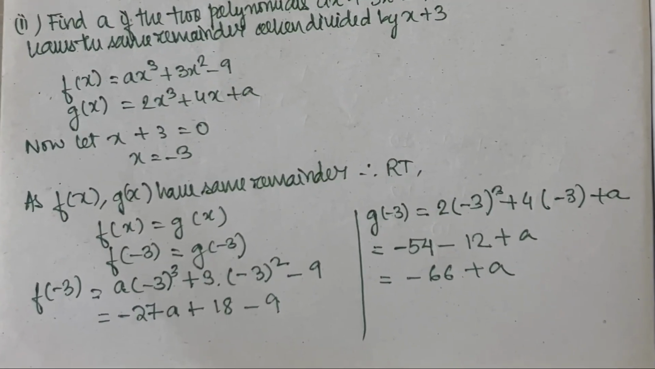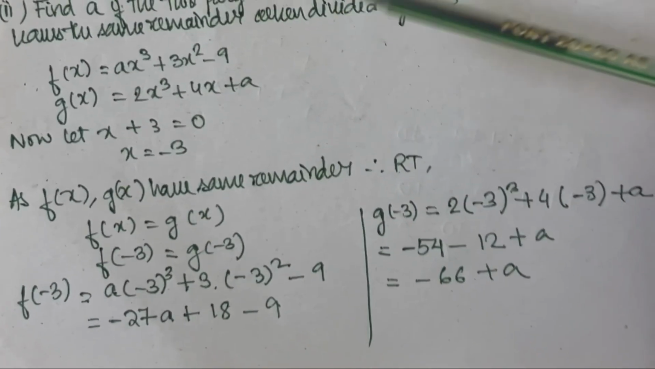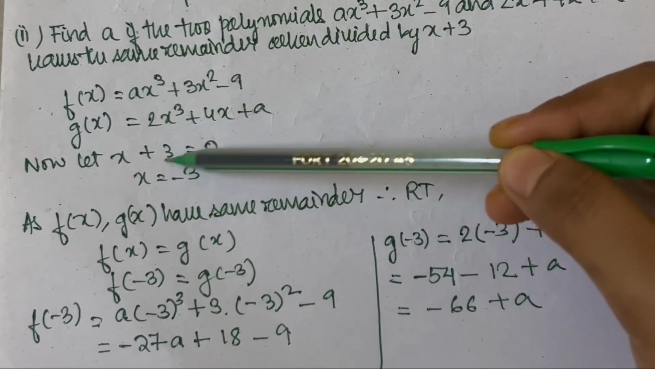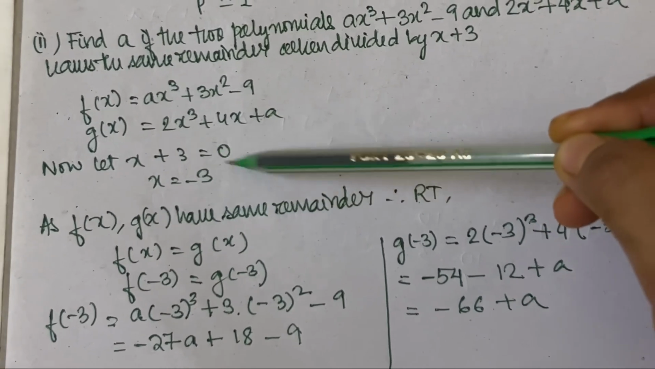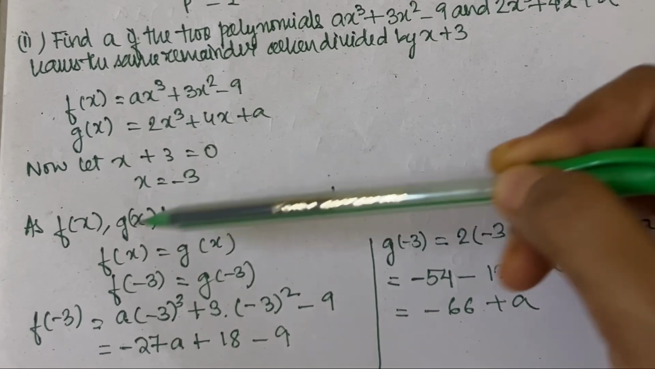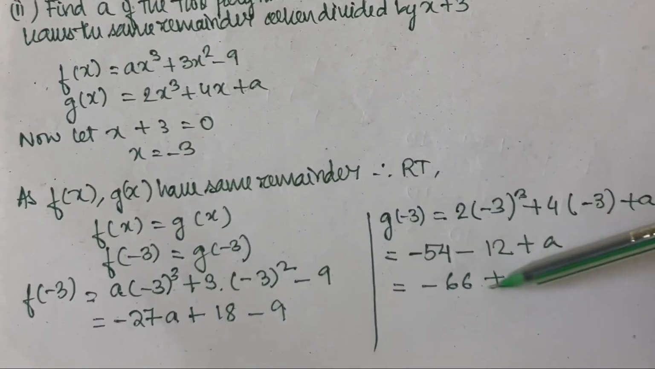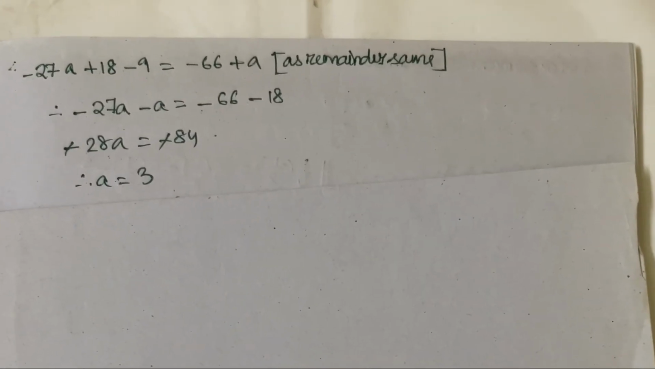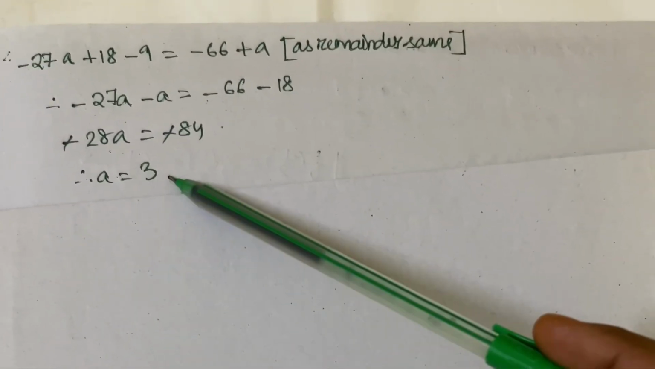For sum number 7 part 2, it is also the same as part 1. So we have f(x) and g(x). We let the divisor x plus 3 as 0 and x is equal to minus 3. We put the values in f(x) and g(x), and we know they leave the same remainder, so we can equate it. So on putting the values we get this and this, then we are going to equate it. So on equating f(x) and g(x), we find the value of a, that comes to 3.